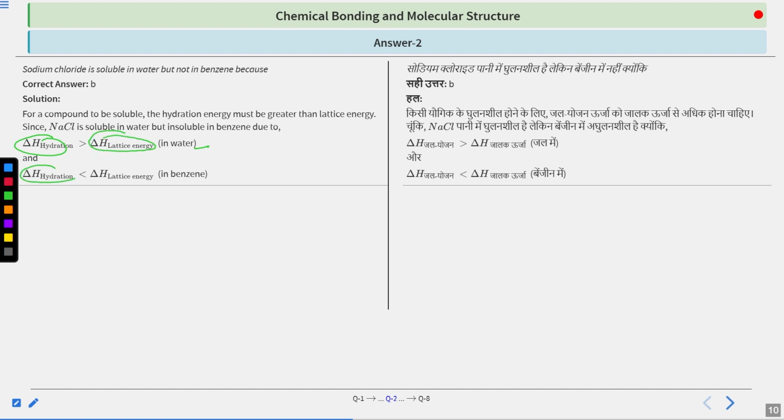But the delta at hydration is less than the lattice energy in the case of benzene, and therefore it won't be able to break the lattice of the sodium chloride salt. Clear? Okay. Now moving on to the next question.